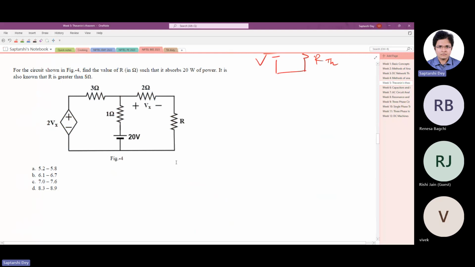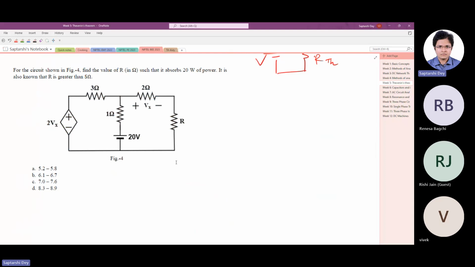For the circuit shown in figure 4, find the value of R in ohm such that it absorbs 20 watt of power. It is also known that R is greater than 5 ohm. Okay, looks like we have to solve a quadratic here. That's why they gave this condition, R is greater than 5 anyway.